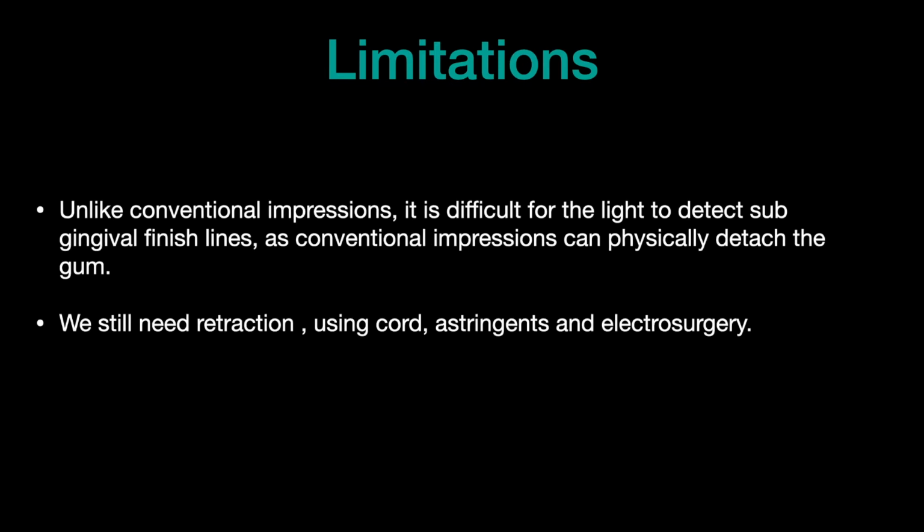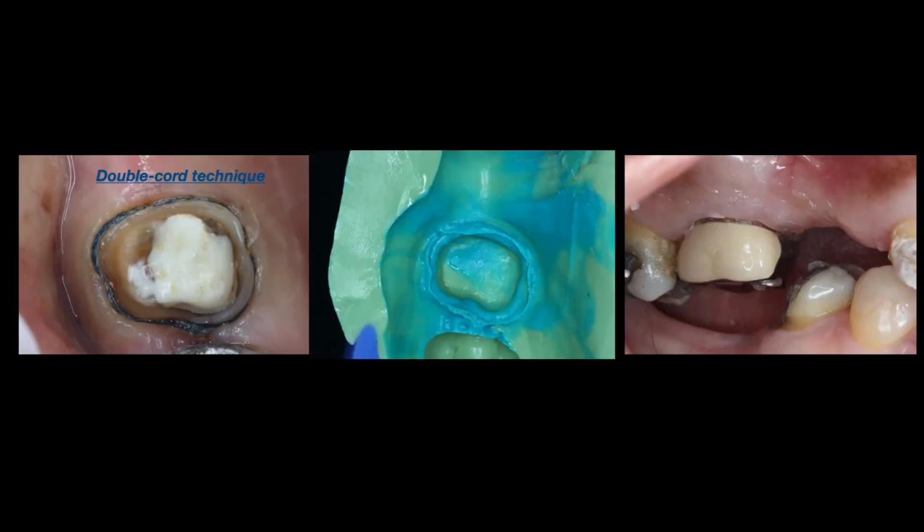Unlike conventional impressions, it's difficult for the light to detect subgingival finish lines. The same as with conventional impressions, we can physically detach the gum using either a retraction cord or electrosurgery or different techniques, but with the light, it's difficult to do that. So we still have to use conventional retraction techniques while using intraoral scanning if the finish line is subgingival. I'll show you a few cases.